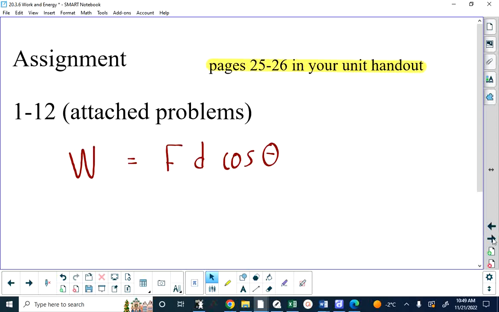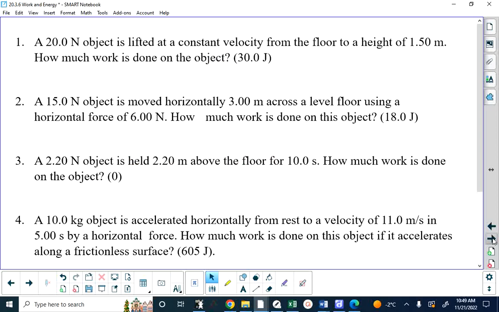We didn't get the lesson done, so I believe I said 1 through 7 kind of thing. Can you take a look at your work, please, and see if you have any questions you would like me to go over from that group of problems? Go ahead, Nate. Number 3.